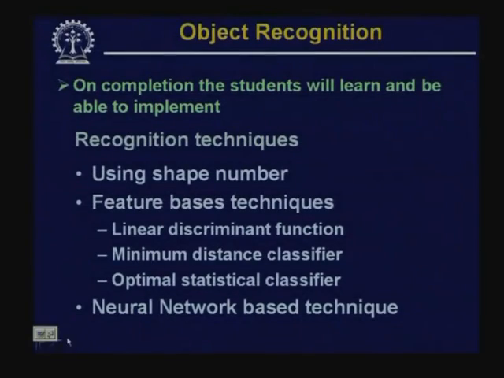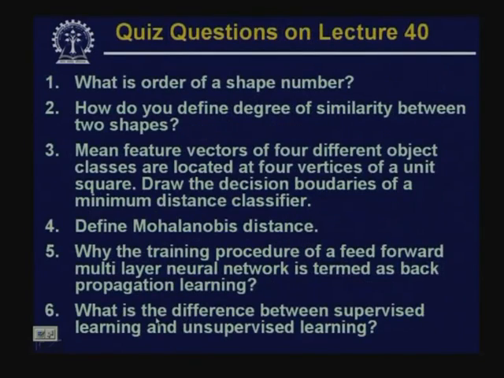Now, let us see some of the questions based on today's lectures. The first question is, what is the order of shape number? How do you define degree of similarity between two shapes? The mean feature vectors of four different object classes are located at the 4 vertices of a unit square. Draw the decision boundaries of a minimum distance classifier. Then define Mahalanobis distance. Why is the training procedure of a feed-forward multi-layer neural network termed as back propagation learning, and what is the difference between supervised learning and unsupervised learning?